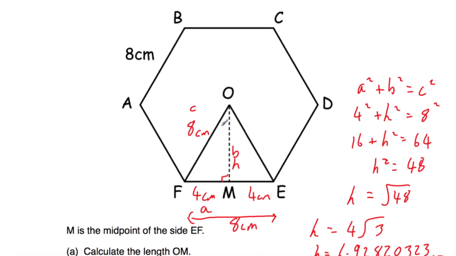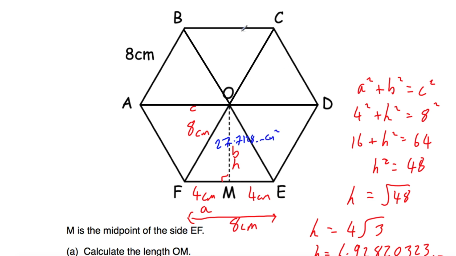So we've now got the area of one of the triangles as 16 root 3. So the area of this triangle is 27.7128 and so on centimeters squared, or 16 root 3. Now remember, there's 6 equilateral triangles and they've all got the same area. So we just need to times the area of one of the triangles, this equilateral triangle that we found the area of in part B, by 6.